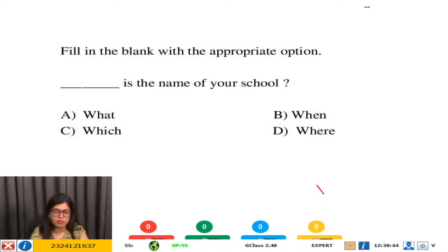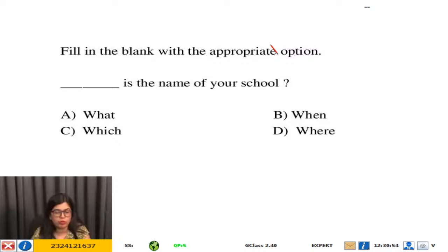Okay, students, your time is up and the correct answer here is option A, what. What is the name of your school? So now, where. How are we going to ask questions with where? Let us look at the characteristics. To ask about a place.